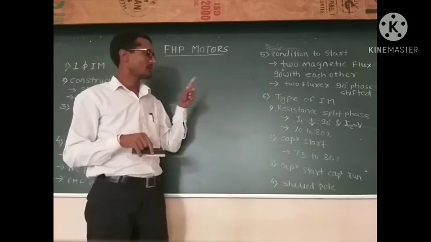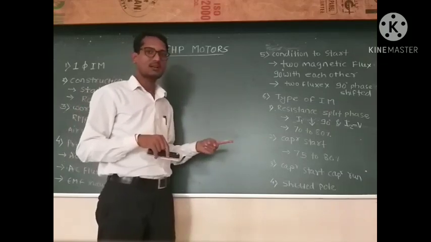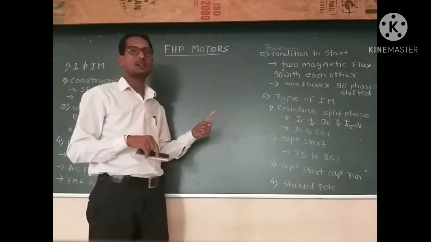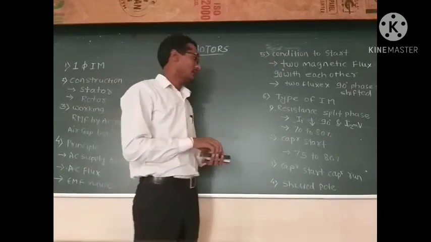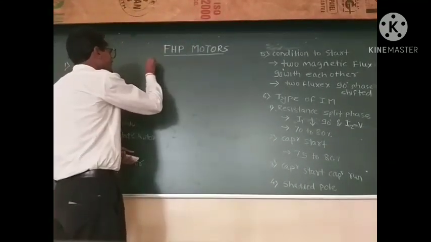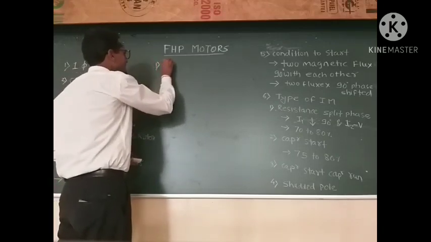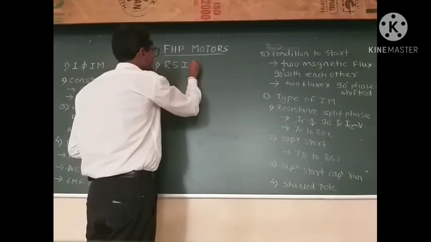First is resistance split phase induction motor. Second is capacitor start induction motor. Third is capacitor start capacitor run induction motor. And the last one is shaded pole induction motor. Let us see the first type, resistance split phase induction motor.